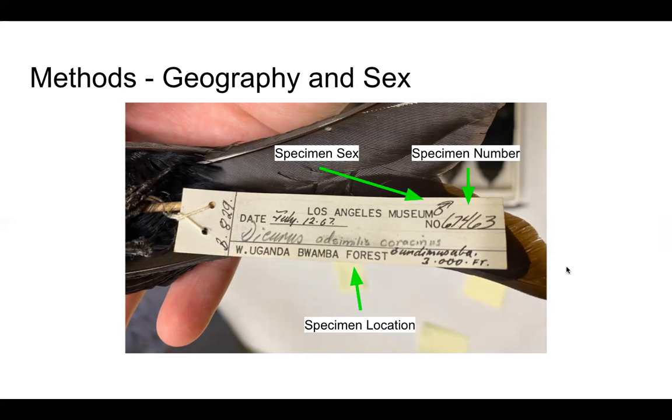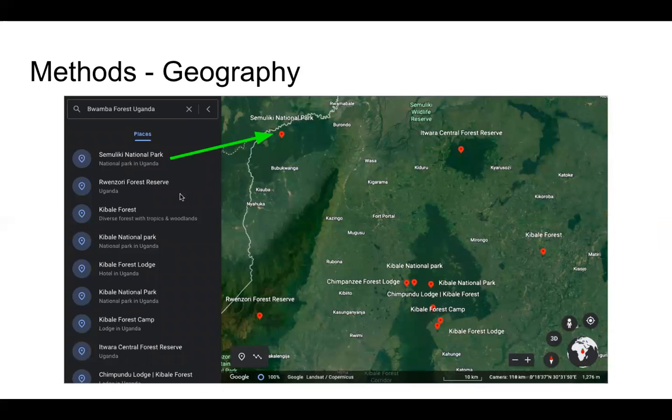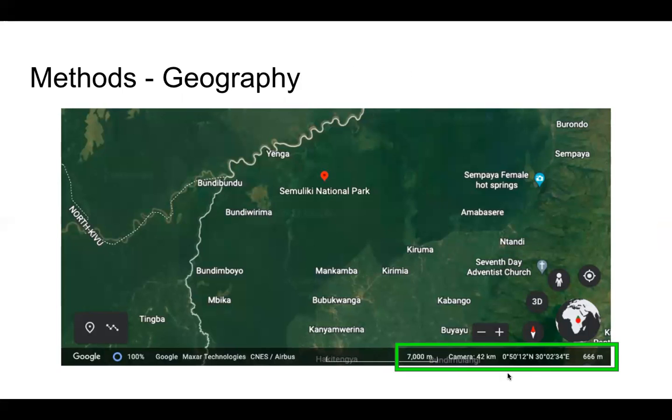And what we have to do from here is go to Google Earth. Entering Bwamba Forest, Uganda into Google Earth, this is what's going to show up. A quick Google search tells us that Semuliki National Park is another name for the Bwamba Forest. So this green arrow points to where Semuliki National Park is. If we zoom in, as shown in the green box on the bottom right, we can get the coordinates of this location. This is so valuable because getting the coordinates means that we can determine where all of these birds are and we can put them on a map.